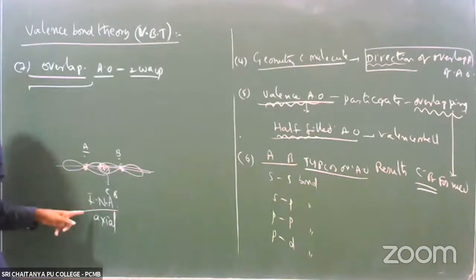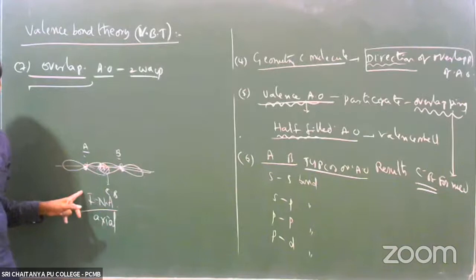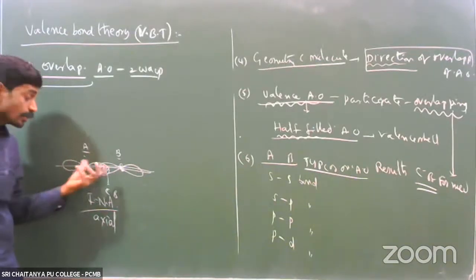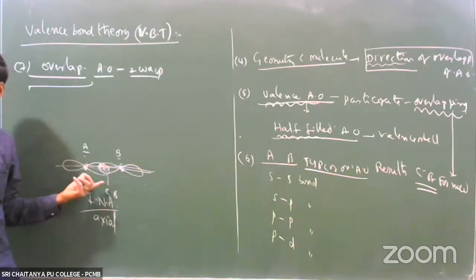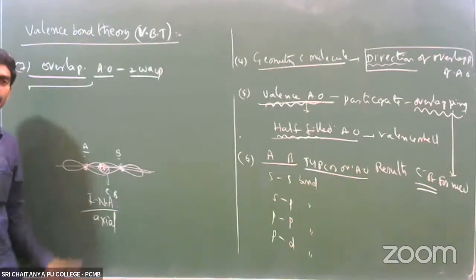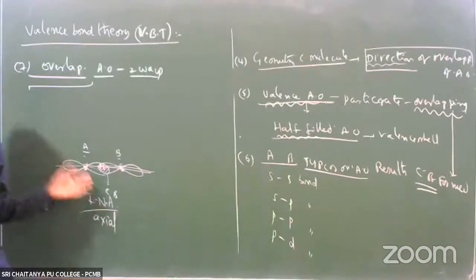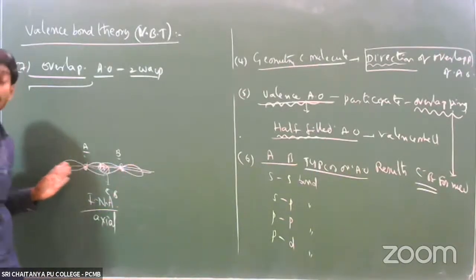That line we call the internuclear axis. Inter means between the nuclei. The imaginary line that passes in between the nuclei of both the atoms, that line we call the internuclear axis. That is nothing but axial overlapping, or overlapping of atomic orbitals along the internuclear axis.